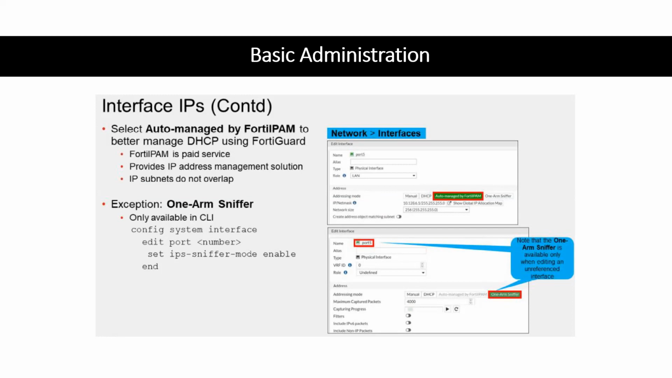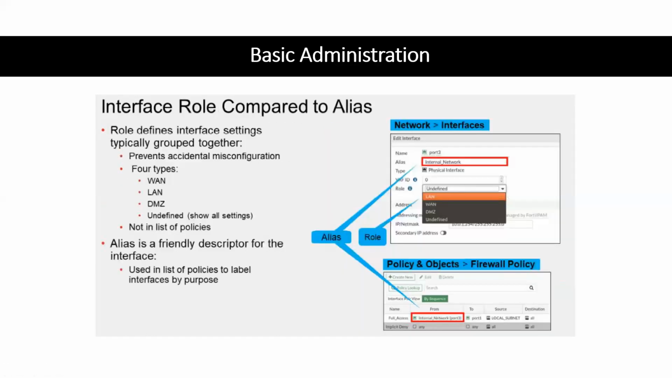Let's say we have ports 1, 2, and 3. We can set up a one-arm sniffer. Port 3 is a sniffer port, but it's copying packets from everything that's flowing through port 2. We're going to see everything that goes in and out through port 2, but we don't need an IP address on port 3, because now it's running in one-arm sniffer mode. So that's the one exception to the rule. You can configure that via the CLI and the GUI. Okay?